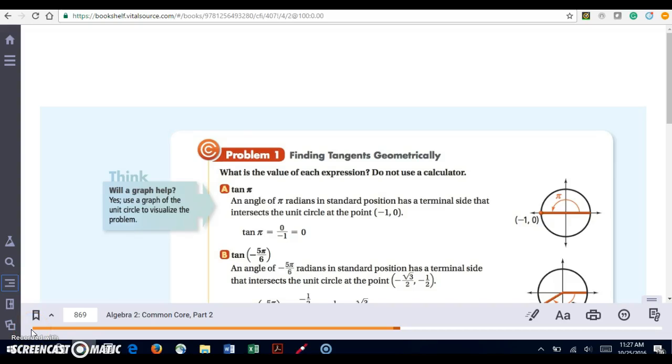Okay, let's take a look at problem 1 for tangents. It says finding tangents geometrically. It says what is the value of each expression? Do not use a calculator.